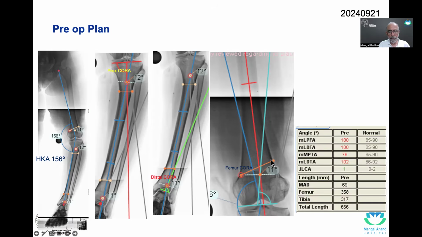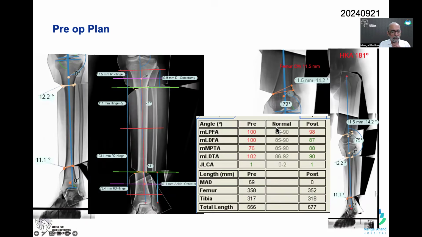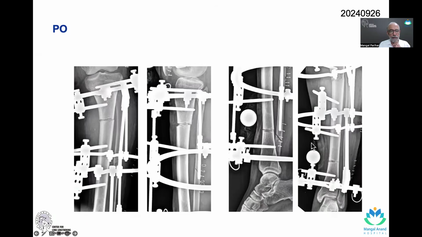And the femur, again, we are going to do the same valgus correction with a plate. Very, very similar looking simulated osteotomies. And you notice again that these numbers become normal after the correction.